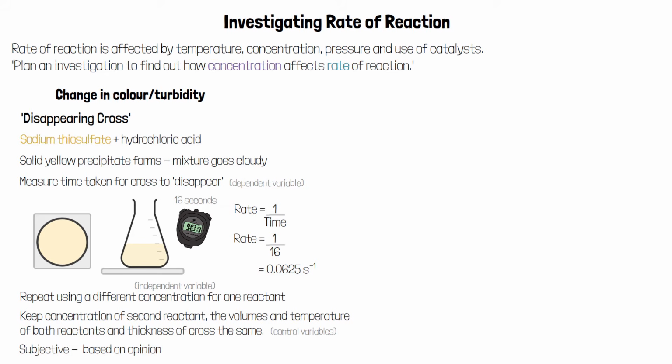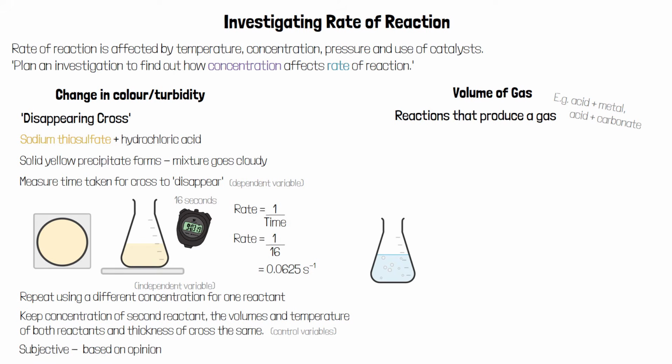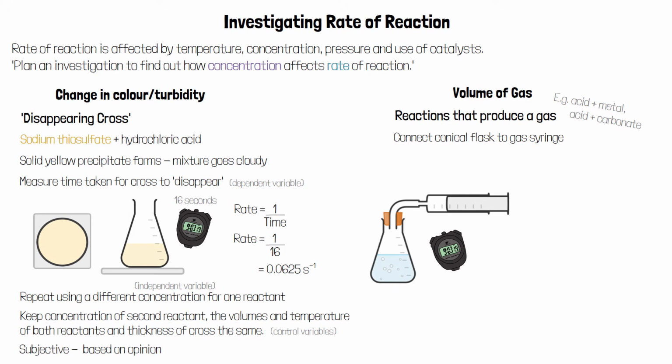A less subjective way to investigate rate of reaction is to use volume of gas produced. This method only works for reactions that produce a gas, such as metal and acid reactions, which produce hydrogen, or metal carbonate or marble chips and acid, which produces carbon dioxide. The reaction is carried out in a conical flask, with a delivery tube connecting the flask to a gas syringe. As gas is produced, the plunger in the gas syringe moves, and you can measure the volume of gas that's produced in a given time, such as 1 minute. The volume of gas produced is our dependent variable.